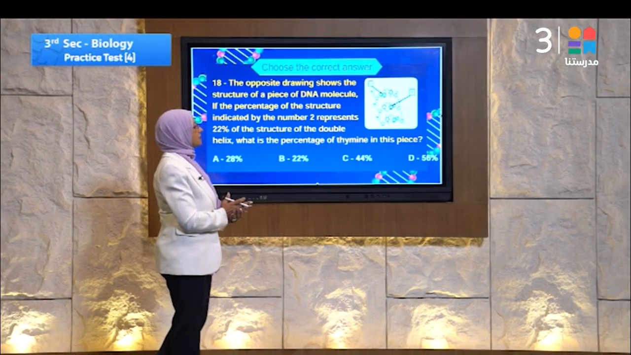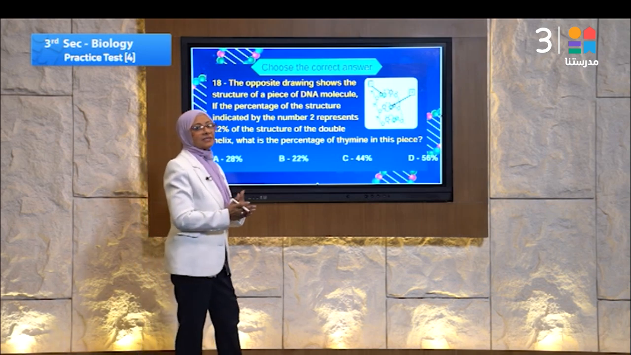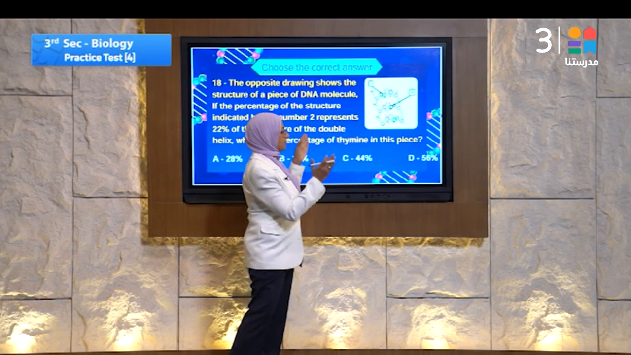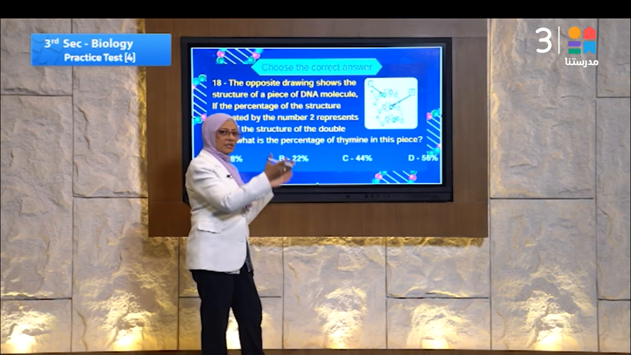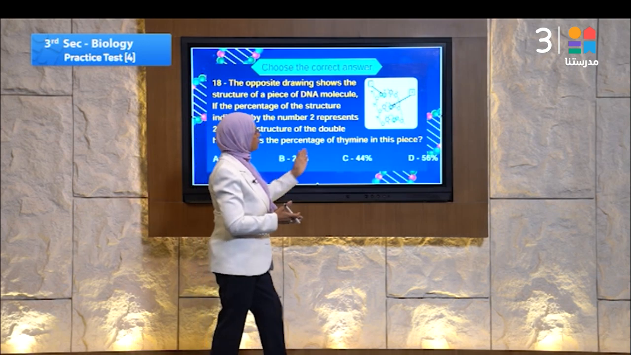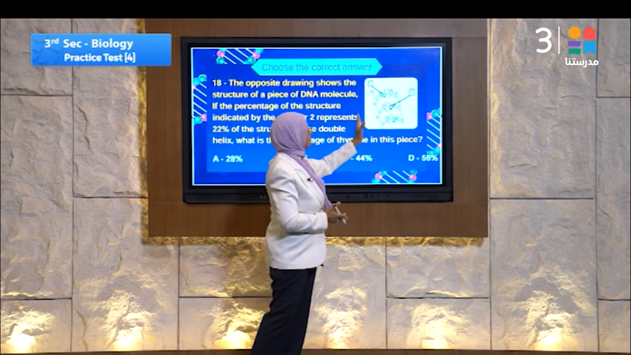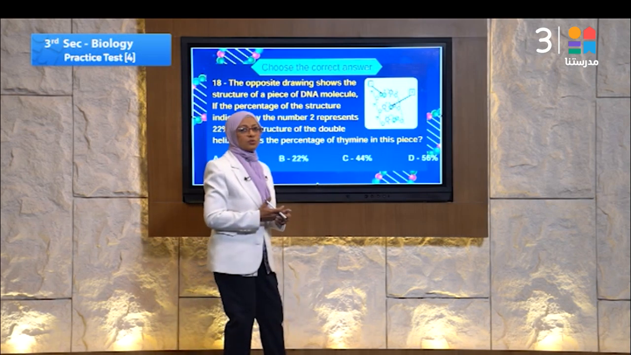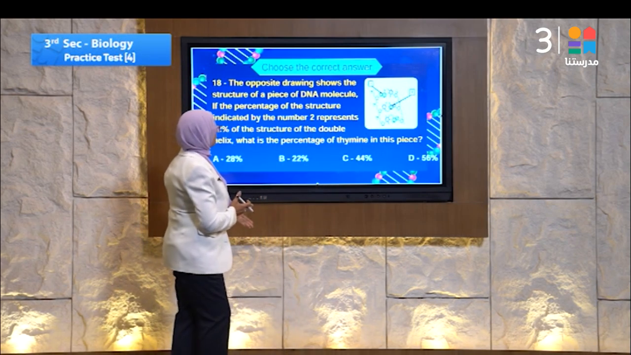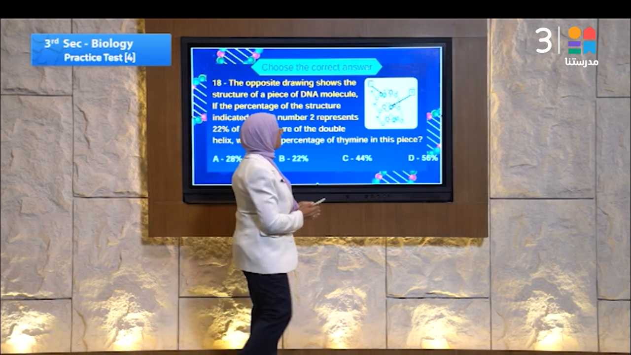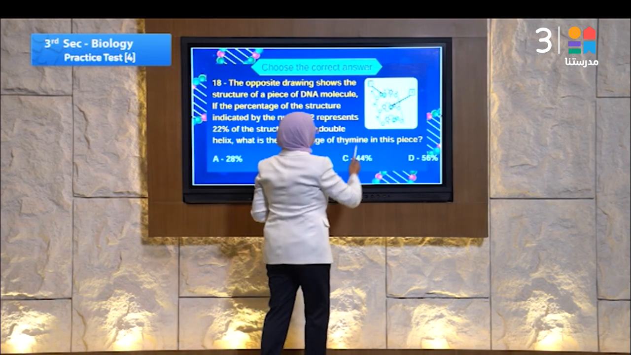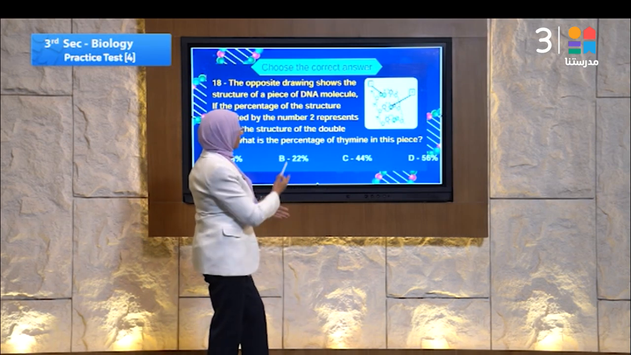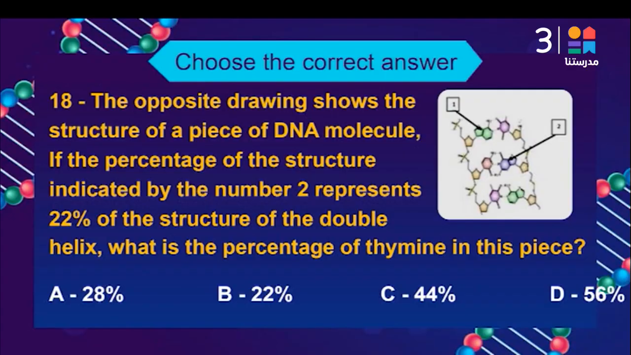Question number 18, the structure of DNA again. Why do I say the structure of DNA again? Because it's a double strand with two sides. One of them is the phosphate-sugar backbone, and the other is the nitrogenous base. Let's see what the question needs. There are two labels, 1 and 2. I will make it bigger, but we read the question first.